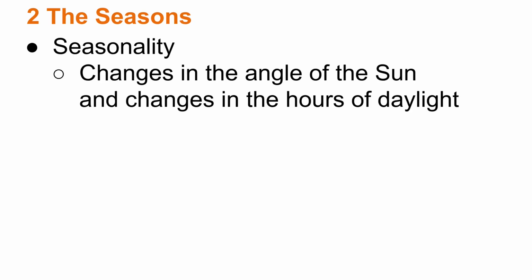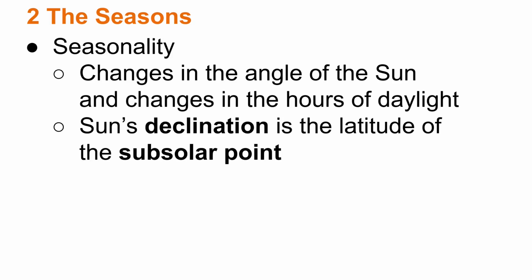So when we talk about seasons, we're talking about two things: changes in the angle of the sun, which we're really going to work on in the next lab, lab 3, and changes in the hours of daylight. One of the key terms, which I put in bold, is declination. The sun's declination is the latitude of the subsolar point. The subsolar point is the latitude where the sun is hitting the surface at a 90-degree angle. So the sun's declination is the latitude that's getting sunlight at a 90-degree angle.